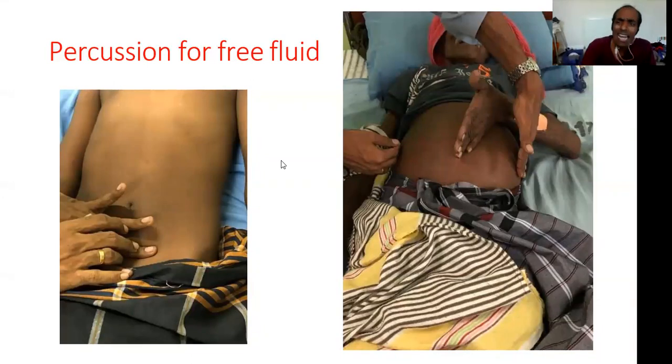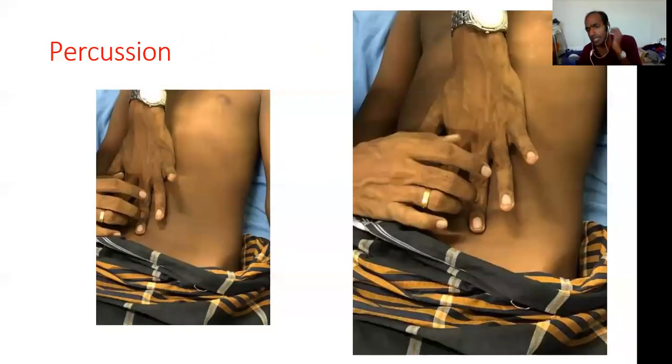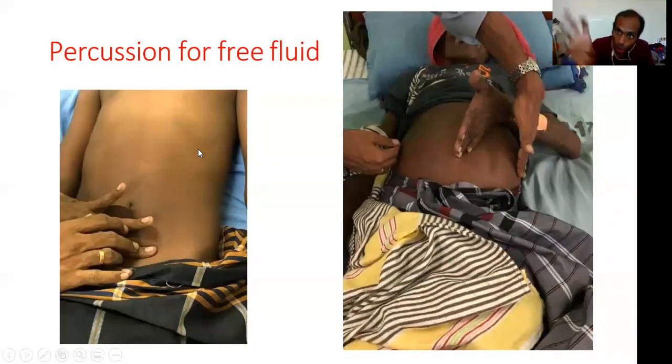So these are three levels of fluid accumulation. Flank dullness and shifting dullness would be fluid in the paracolic gutters. Then moving on, you get horseshoe-shaped dullness, and then the fluid thrill as the last thing.